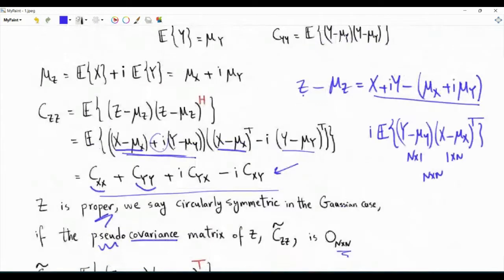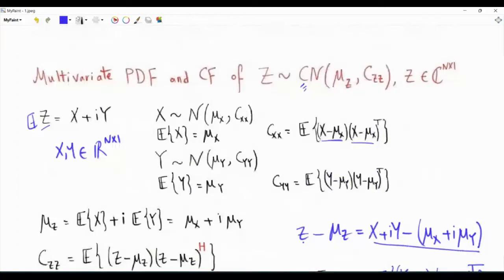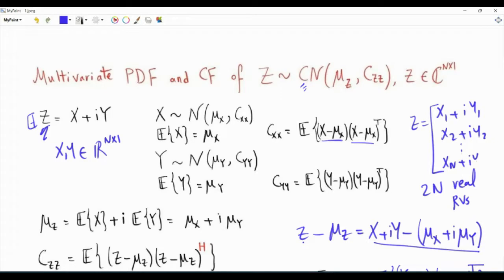Now, if we want the distribution and the characteristic function of vector z, what does it mean that we write down the PDF of a complex valued random vector? It simply means that we write the joint distribution of the 2n real valued random variables that enter into the composition of this complex valued random vector, right? So we have vector z, and it contains 2n real random variables: x1 plus iy1, x2 plus iy2, all the way to xn plus iyn.